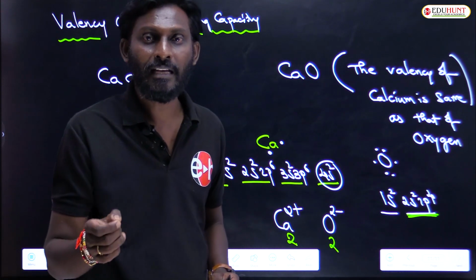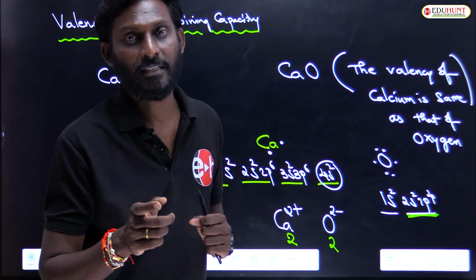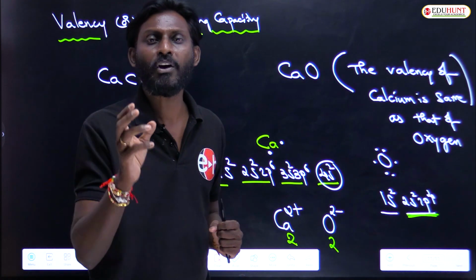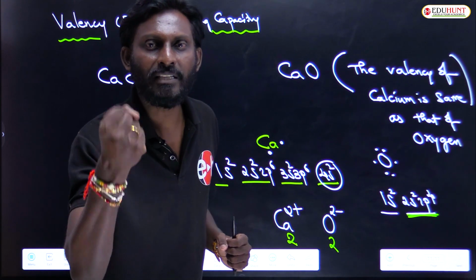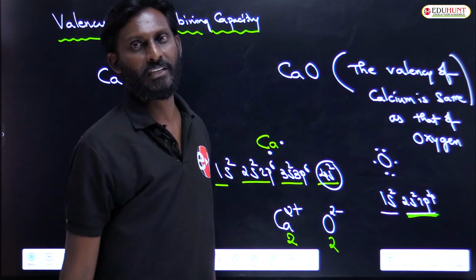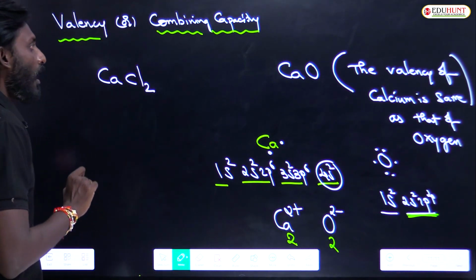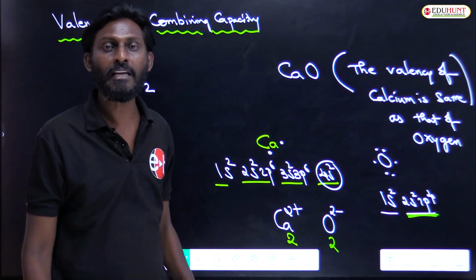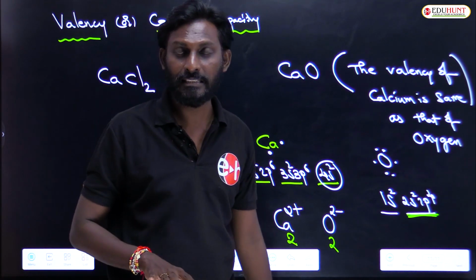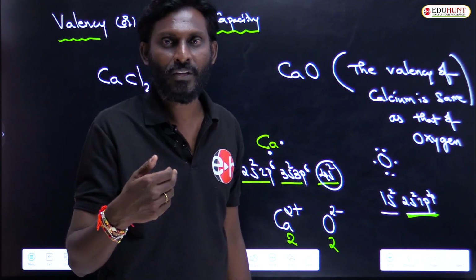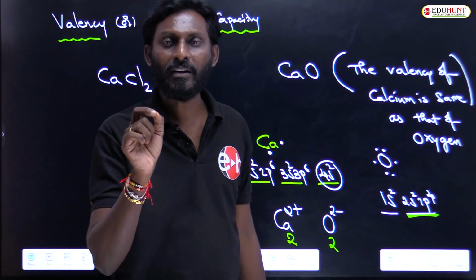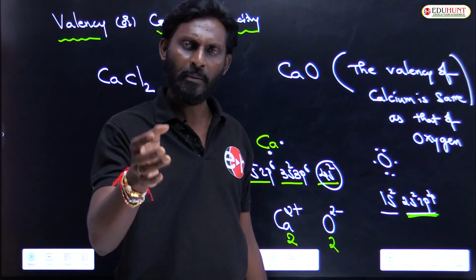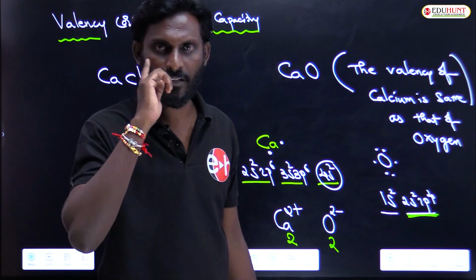So let me clear this. Combining capacity is nothing but the number of electrons lost, or the number of electrons gained, or the number of electrons shared to complete a stable configuration. That is valency. So how can we determine valency, or combining capacity? Valency or combining capacity is the number of electrons lost, or gained, or shared to get stable configuration. Stable configuration according to Lewis is octet or duplet generally.